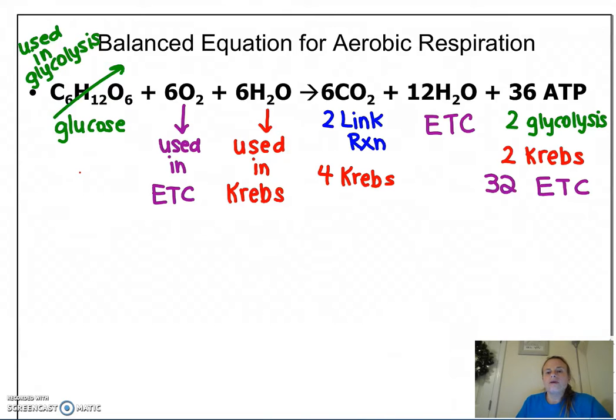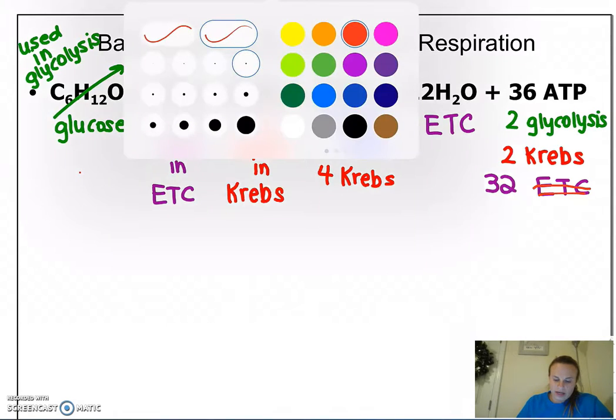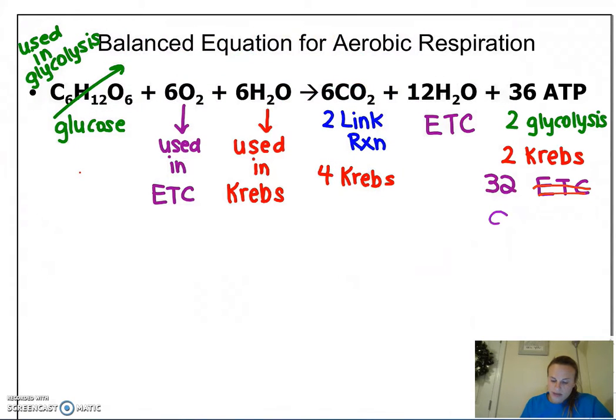And again, we made 32 ATPs during, technically it's not during ETC, it's during chemiosmosis. And then 2 ATPs during the Krebs cycle and 2 ATPs during glycolysis. So now let's go to the note packet and finish it up.